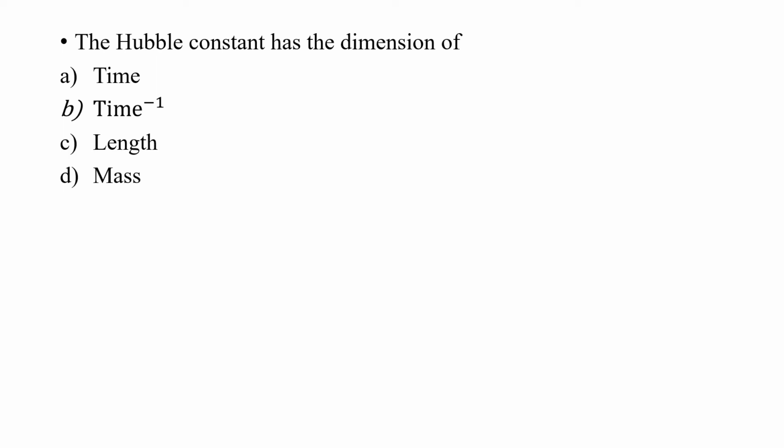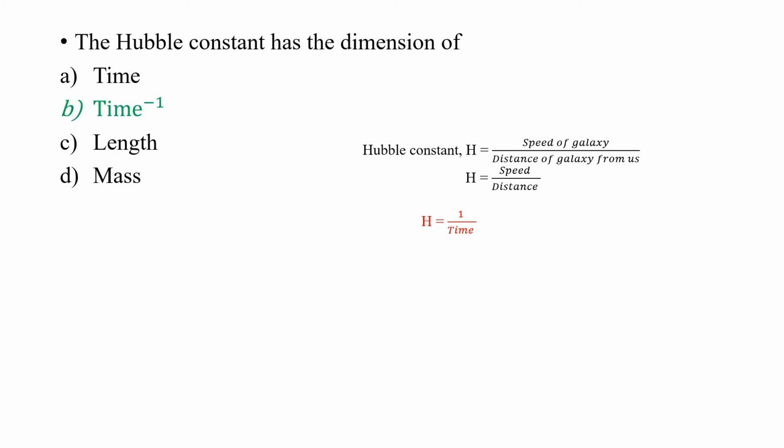The Hubble constant has a dimension of dash. I repeat the question once again, the Hubble constant has the dimension of dash. What do you mean by Hubble constant? Hubble constant means it is the ratio of speed of galaxy to the distance of galaxy from us. In simple words, you can say it as speed by distance. That will be equal to time inverse, that is 1 by time. So the Hubble constant has the dimension of option B, which is time inverse.